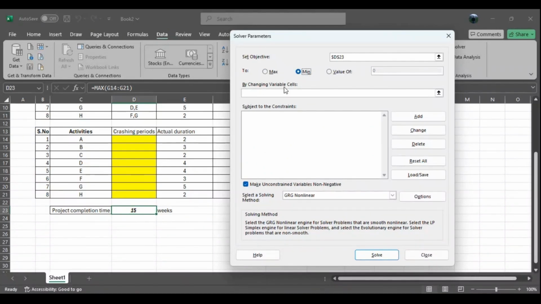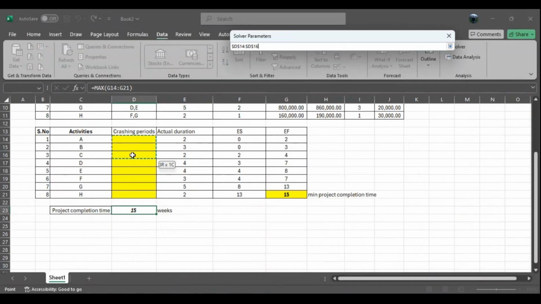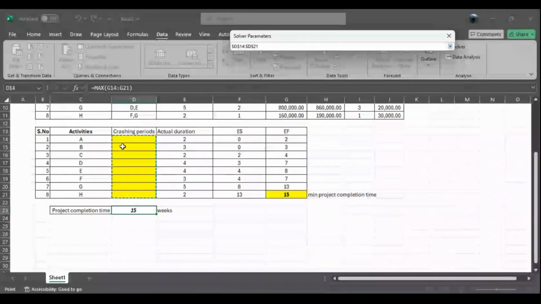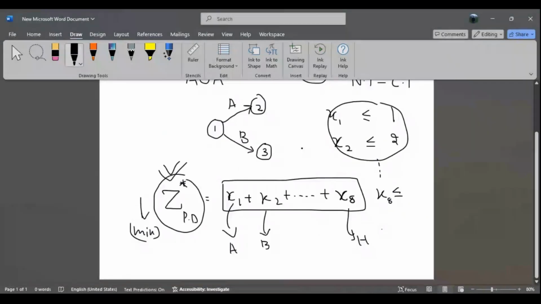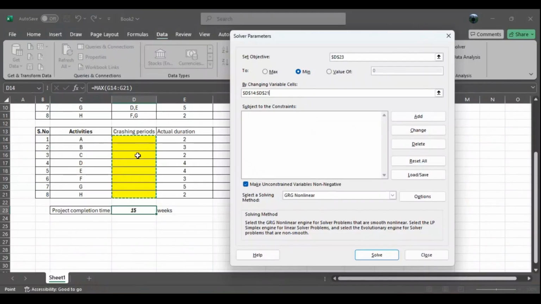Now, by changing variable cells, what do we need to select in this region, right? I'll again click this up arrow key, and I'll select all of these highlighted cells. This means these are the cells in which we will get the values of the decision variables. So here, when I represent X1, X2 up till X8, these are called decision variables in linear programming. So we need to identify those. So we selected that. Now, what about the constraints?